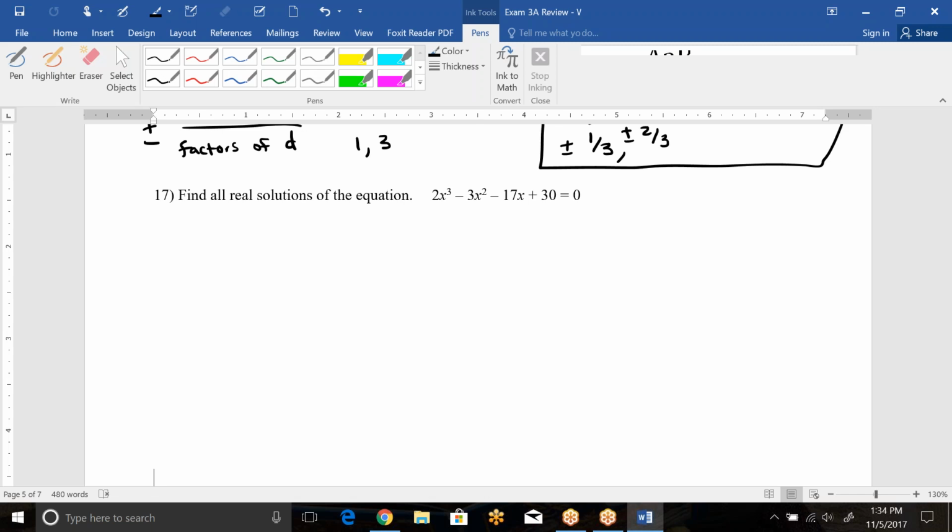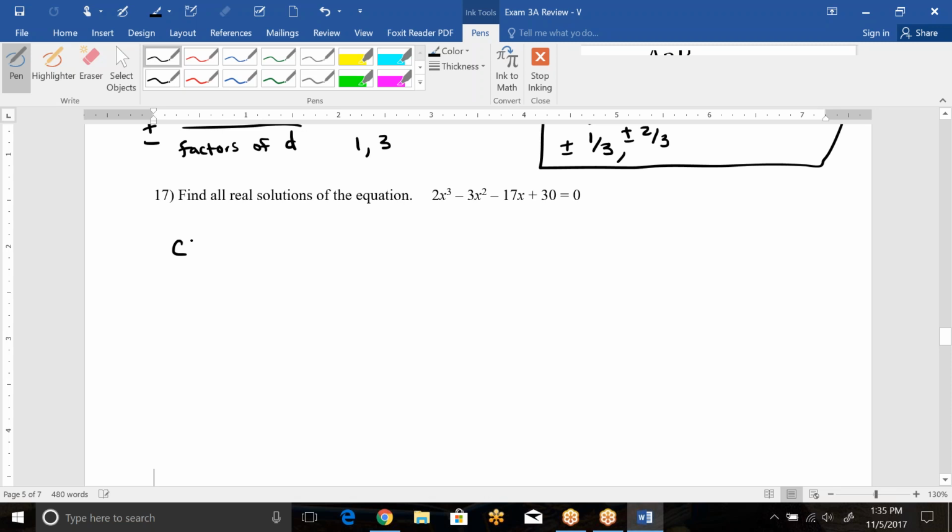So those 2 things are our biggest topics. So that's what the remaining problems of this review are. If we want to find the real solutions of this equation, notice that we can't factor by grouping here. It's not going to give us a matching parentheses. So the first thing we would try is our C over D list.